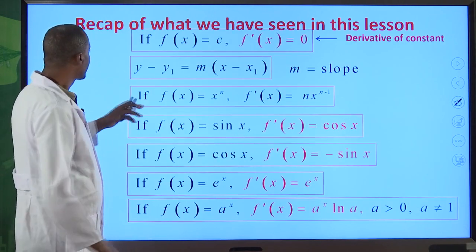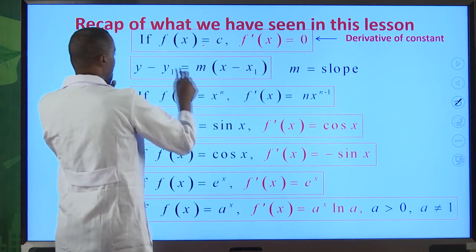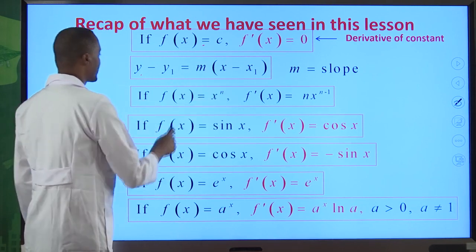And the derivative of any constant is 0. And this is the formula for the slope: y minus y1 is m into x minus x1, where m is the slope.